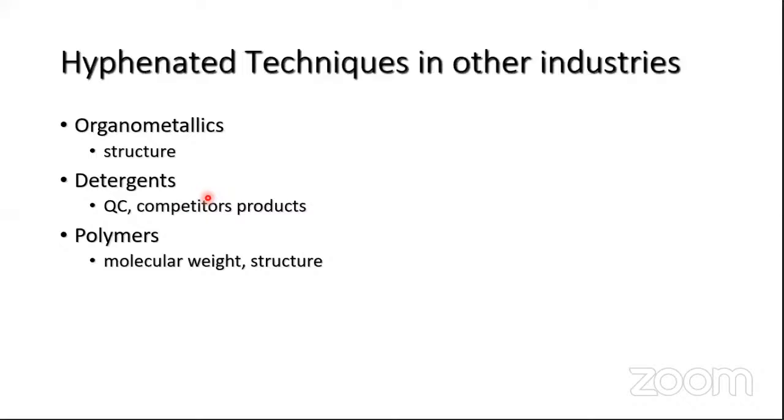Detergents, especially those people use enzymes in detergents for better performance. Polymers, especially a lot of people do reverse engineering, and they want to identify the compounds which are used by others in their polymers.